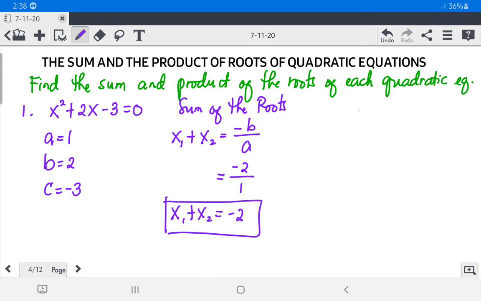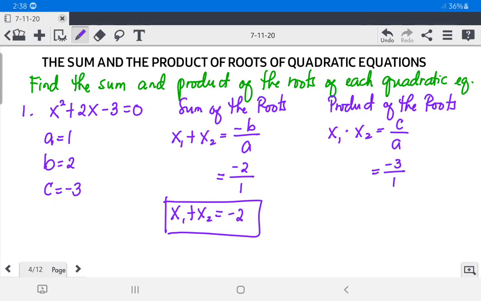Next, for the product of the roots, we have x of 1 times x of 2. We're going to make use of this formula, c over a. So, c is negative 3 divided by 1. So, we have negative 3. So, the product of the roots is negative 3.